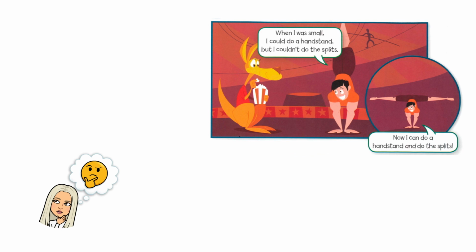Now let's have a look at the picture. Read the sentences. Can you see a verb could? Yep, it's here. When I was small, I could do a handstand, but I couldn't do the splits. That's right. Can you guess what it means?